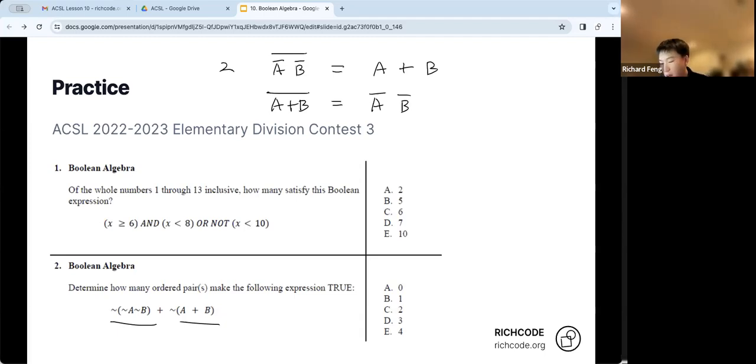Okay, so now we need to find A or B, which comes from here, or not A and not B, which comes from here.